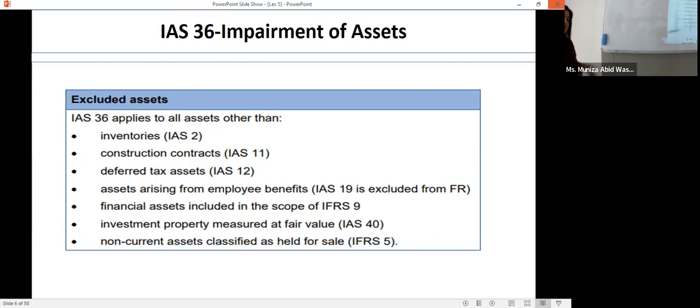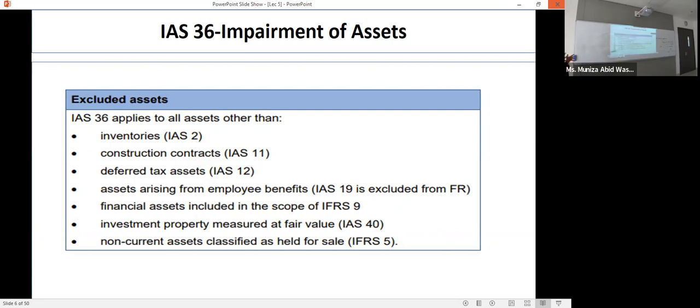So primarily on which standard does IAS 36 apply? IAS 16. On property, plant and equipment, IAS 36 applies, as well as on IAS 38, intangible assets. On goodwill, it is going to be applied. On other intangible assets, IAS 36 is going to be applied.